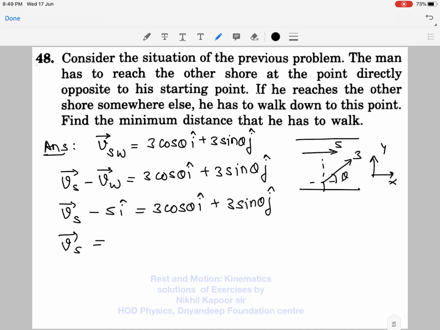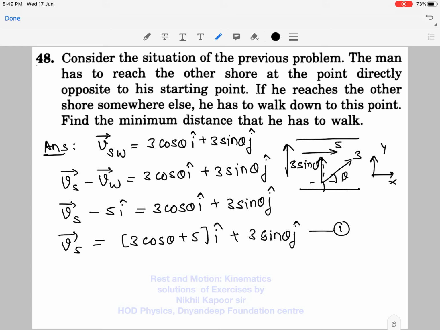So the velocity of swimmer comes out to be (3 cos theta plus 5) i cap. I have taken i cap terms together, and this is 3 sin theta j cap. Now this is the velocity with which the swimmer is crossing the river. Okay, and the velocity in this direction is 3 sin theta, while the displacement in this direction is 500 meter, the width of the river.